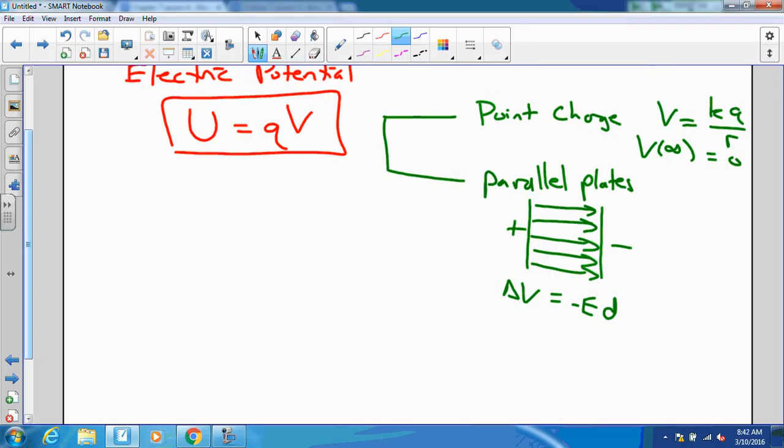And the negative sign simply indicates that the electric field is going to be pointing from plus to minus, but my voltage is going to be dropping as we move down these electric field lines. So if I set as my 0 point the negative plate here, then my positive plate will have a positive voltage. And that's usually the way that we analyze these parallel plates. Notice that the change in voltage as I go from plus to minus is 0 minus the negative.